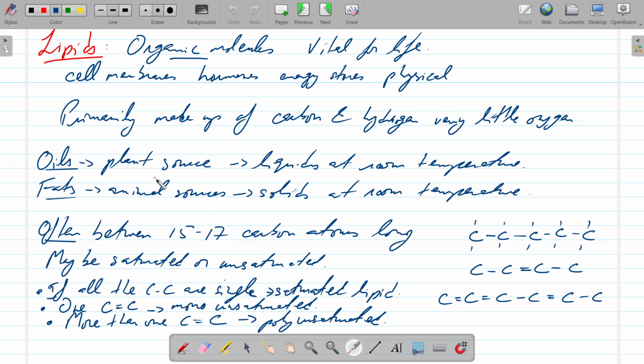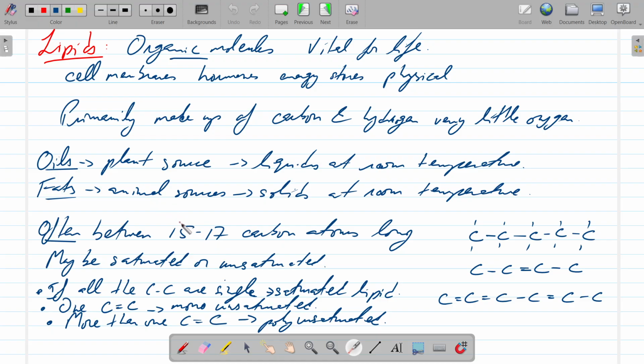glycerol, right, and fatty acids react to form lipids. There are two types, oils and fats. We think that they're one and the same, but it's basically the source and how they are at room temperature. So oils are sourced from plants and they are liquids at room temperature, whereas fats are sourced from animals and they are solids at room temperature.